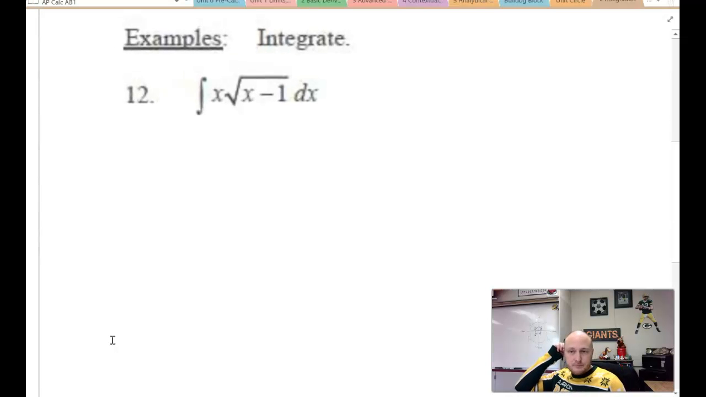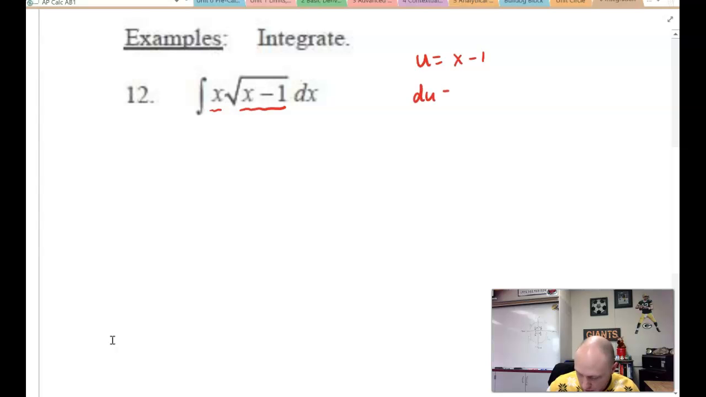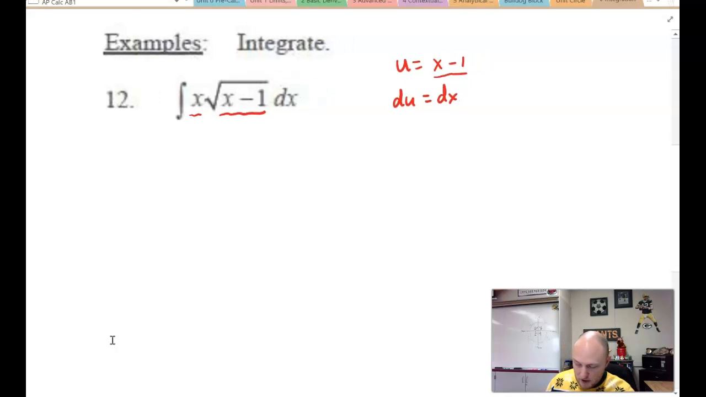All right, examples. Go ahead and integrate. Okay, well, I see that I have multiple functions here. And what I'm going to do is I'm going to let u be equal to x minus 1. u is equal to x minus 1. Now that accounts for this, but notice I don't account for this x here, because if I take the derivative of each side, the derivative of u is just 1 du, the derivative of x minus 1 is just 1 dx. So in this case, they're equal. But notice I don't have anything for that x, so I do have to substitute for and isolate x.